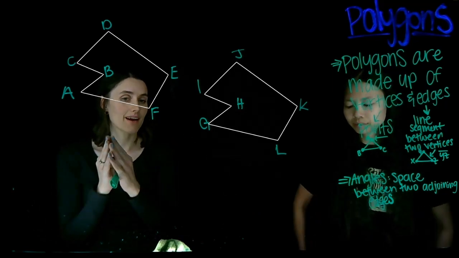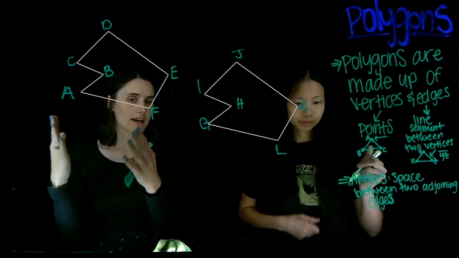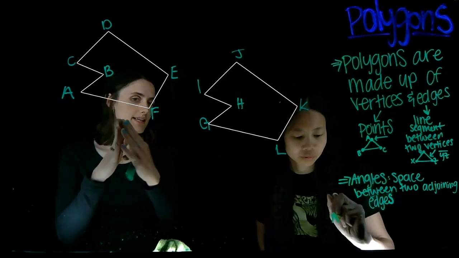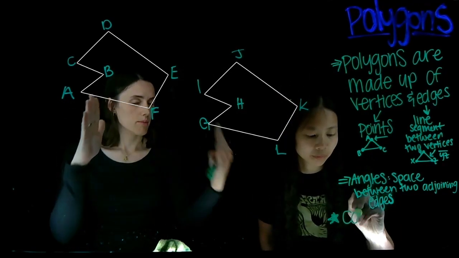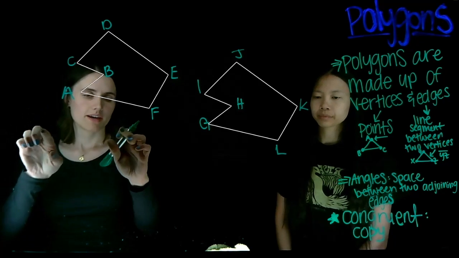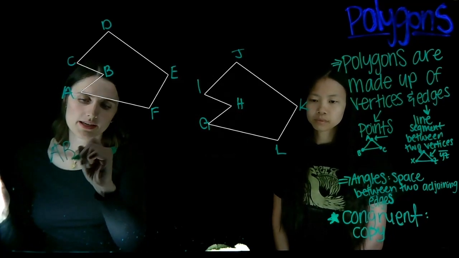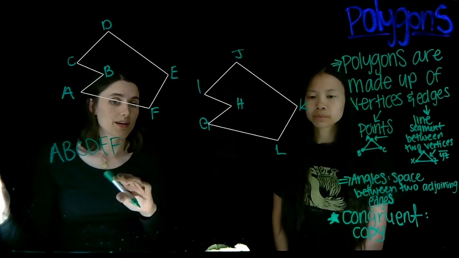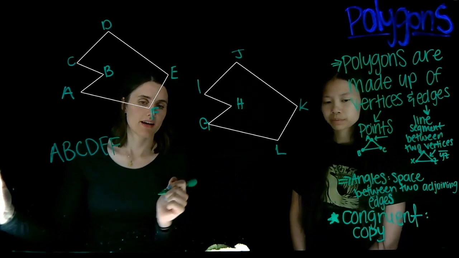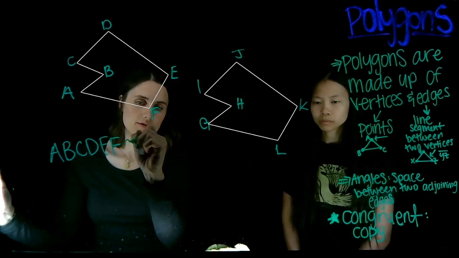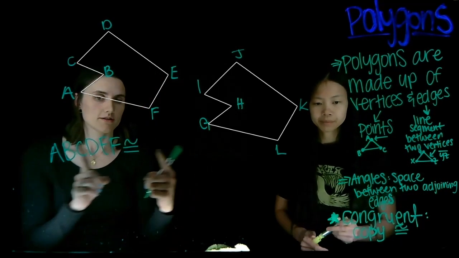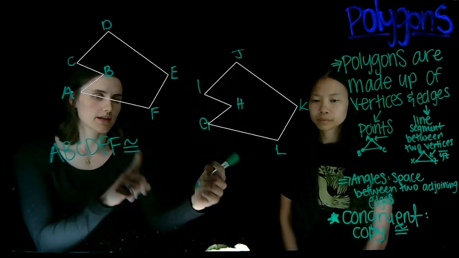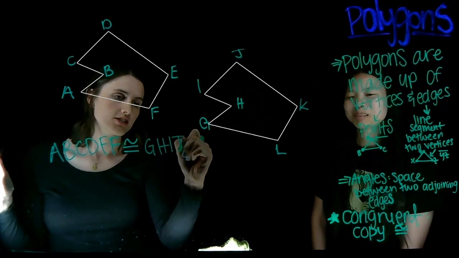Congruent means that they are copies of each other. They have the same angles, same shape, same side lengths. Everything's the same about them, but they are just copies of each other. In math terms, we are going to write this as polygon A, B, C, D, E, F, and we said that it is congruent to this shape, right? And the congruent symbol looks like an equal sign with a little squiggly on top. So A, B, C, D, E, F is congruent to G, H, I, J, K, L.